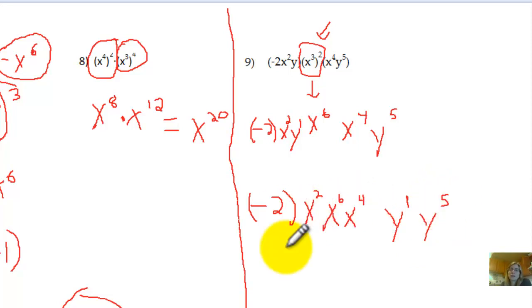Now we can combine. We have negative 2 times, these are multiplied, so you go 2 plus 6 is 8, plus 4 is 12, so it's x to the 12, and then y to the 6th power. So the answer is negative 2, x to the 12, y to the 6th power.